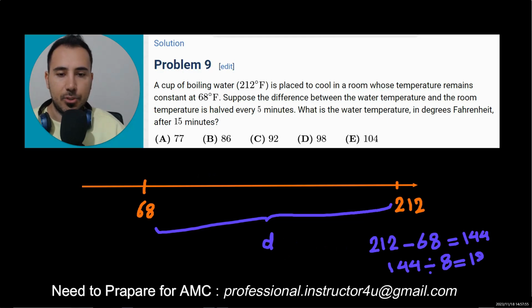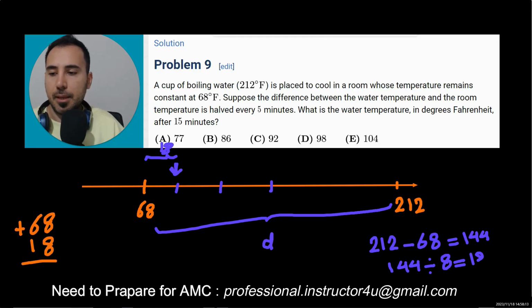So it would be like here, here, here. What we find here, the temperature is going to be here. And from here to here is 18. So the temperature we wanted, the answer will be 68 plus 18. So the answer will be 86 right over here.